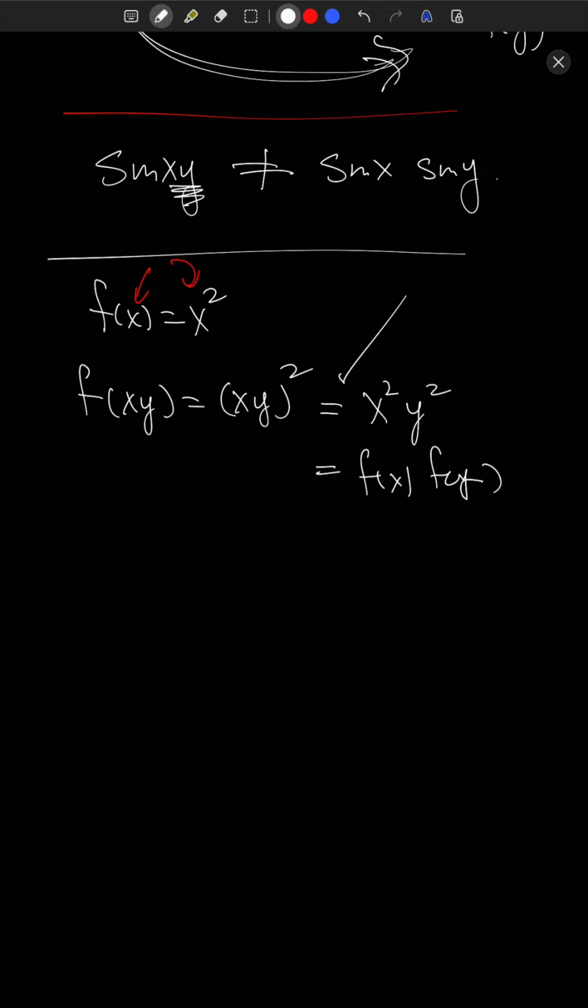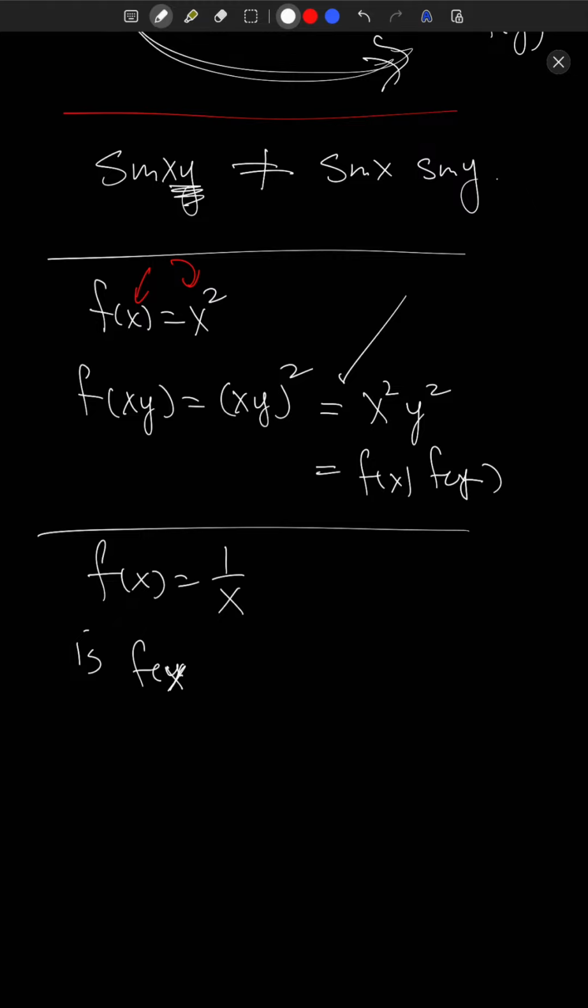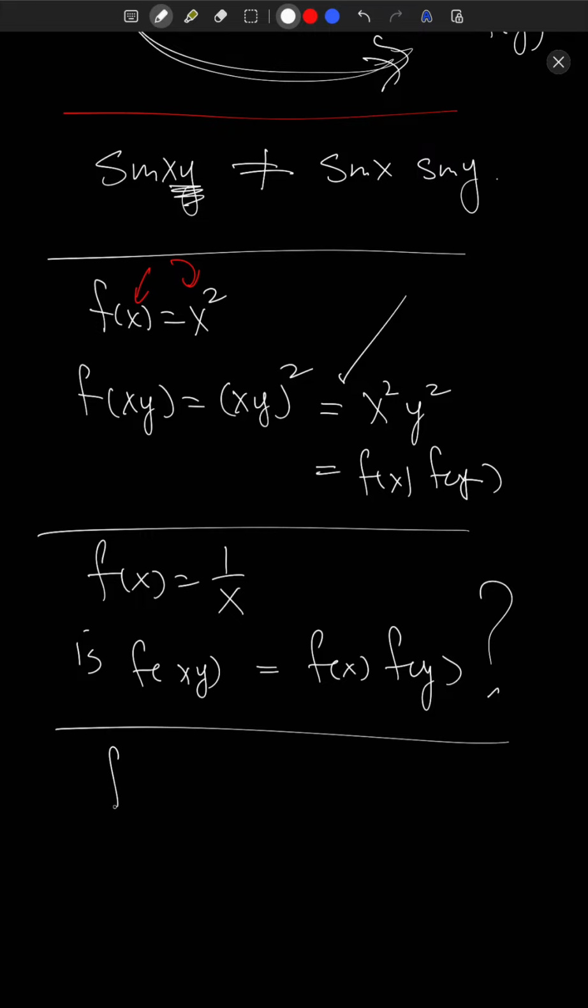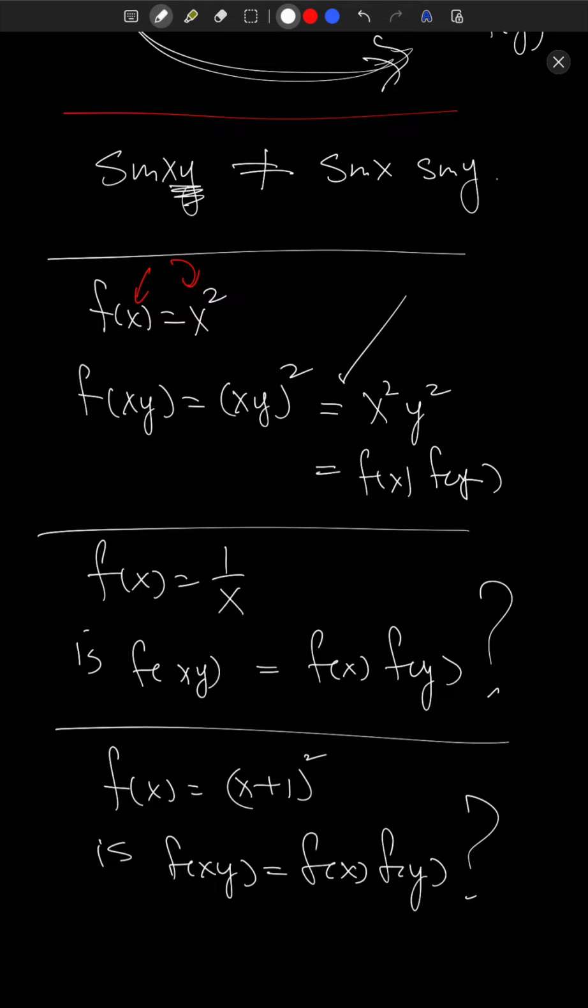So maybe something for you to think about: if I have f of x equals 1 over x, is f of xy equal to f of x times f of y? Does it work for this particular example? And let's do one more. f of x equals x plus 1 squared. Is f of xy equal to f of x times f of y?